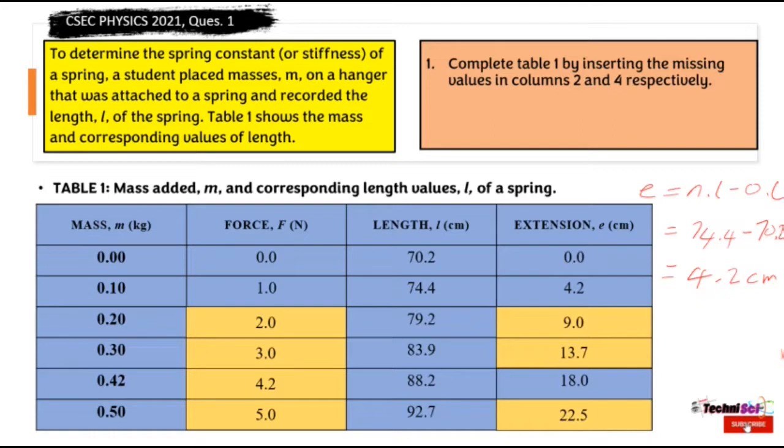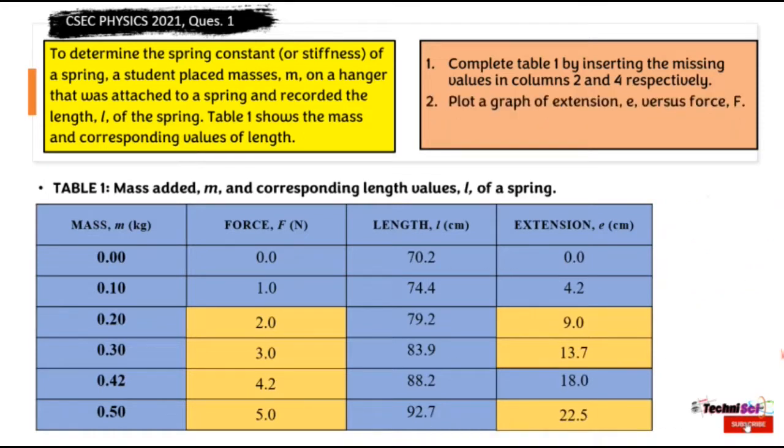Okay, great. So our table is now complete. We can continue. Let's go to the second question. Plot a graph of extension. Symbol for extension is E versus force. Symbol for that is F.